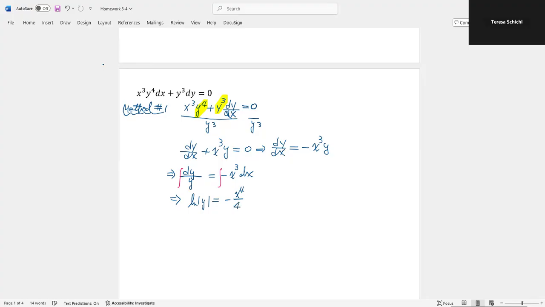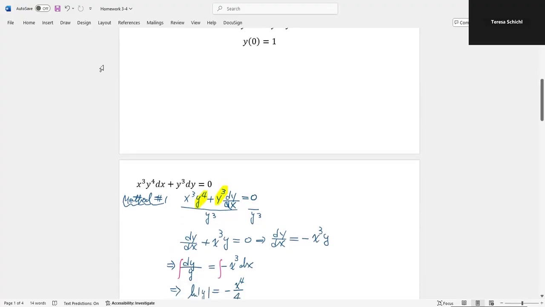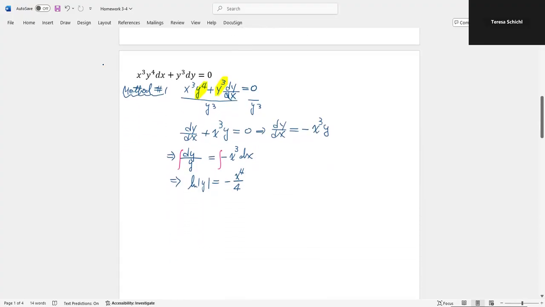Then let's take a look at my initial condition, y(0) equal to 1. So plus c, right? Now I can put y(0) equal to 1 to see what my c value is. That means the natural log of 1 is equal to negative 0 to the fourth power over 4 plus c. Then this is 0, so c is equal to 0. So I got my answer: the natural log of y equals negative x to the fourth over 4.